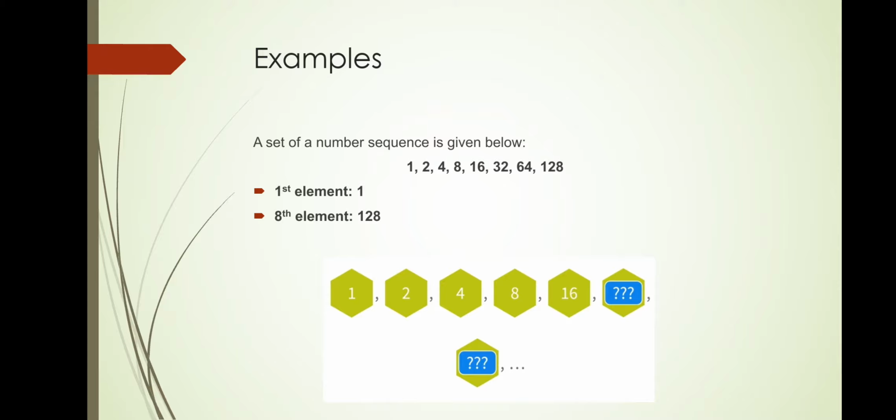As what I said before, there are other ways to determine the pattern, which is dividing the present number by the previous number, which is 2 divided by 1 is 2, 4 divided by 2 is 2, and 8 divided by 4 is 2, and so on. So from that, we can determine that the elements are multiplied by 2, as shown here in the figure.